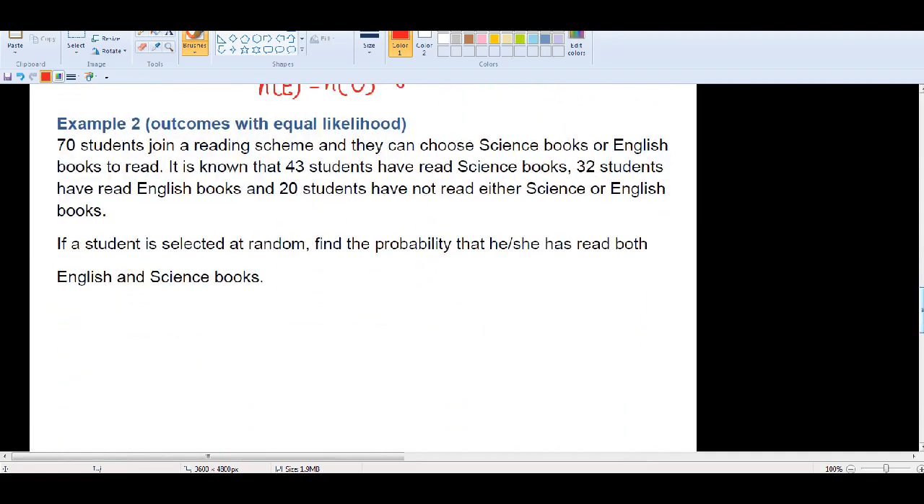Okay, so example 2 is another case of outcomes with equal likelihood. There are 70 students who join a reading scheme, and they can choose science books or English books to read.